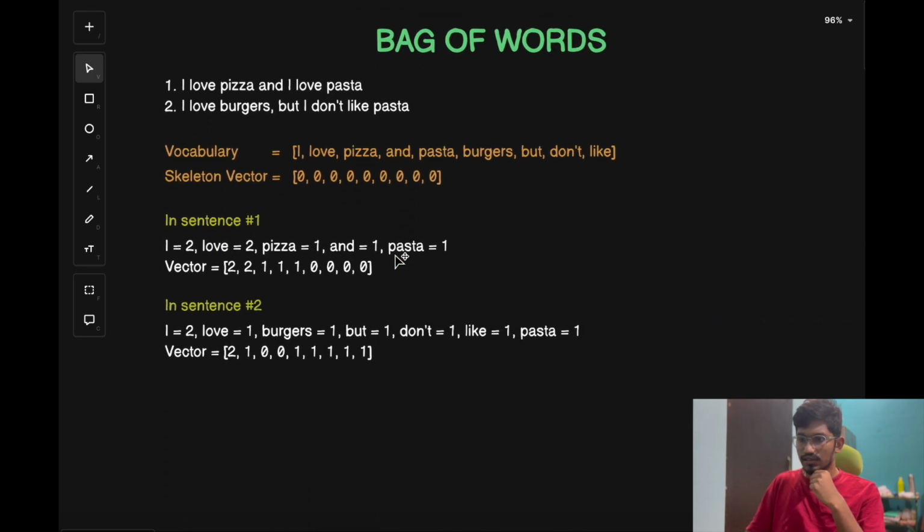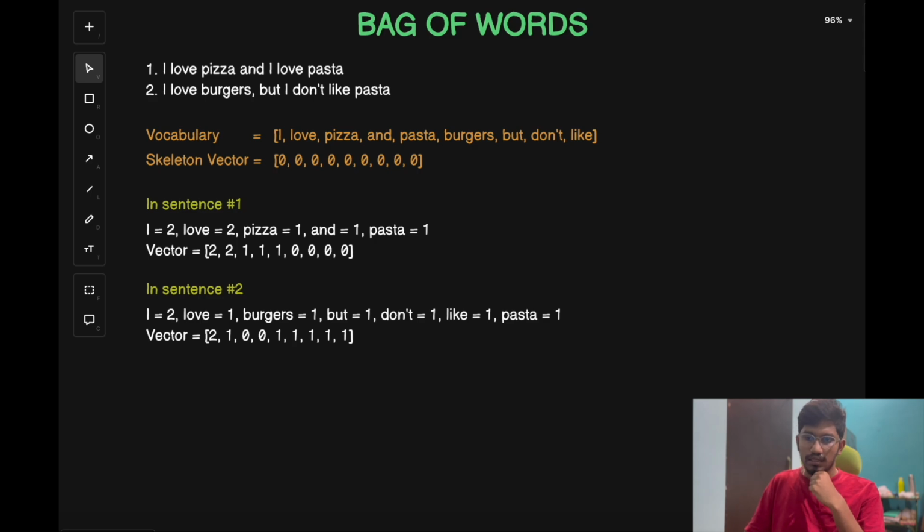The first one is the bag of words technique. It is one of the simplest and oldest ways to convert text into vectors. So what exactly is bag of words? At its core, bag of words is a simple method to convert text into numbers.